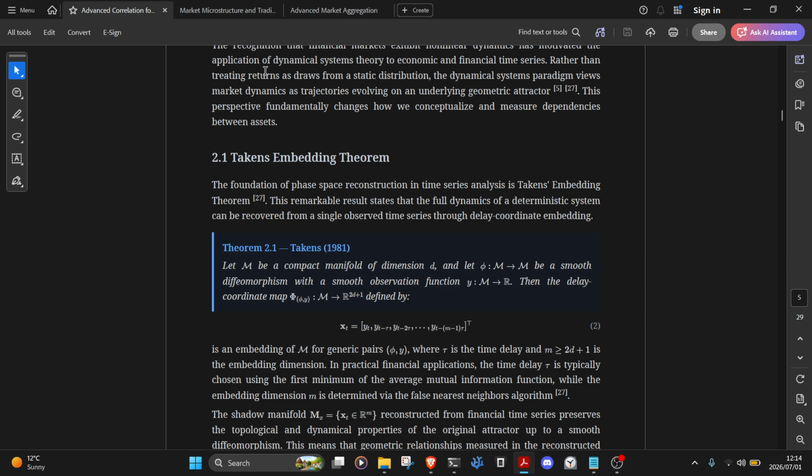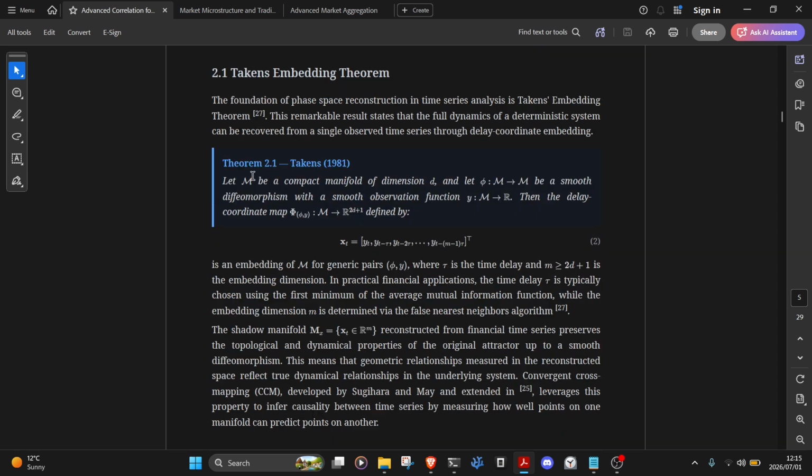Theorem 2.1. Let M be a compact manifold of dimension D, and let phi: M to M be a smooth diffeomorphism with a smooth observation function y: M to R. Then the delay coordinate map Phi_(phi,y): M to R^(2D+1), defined as x_t = (y_t, ..., y_(t-(m-1)tau))^T, is an embedding of M for generic pairs (phi, y), where tau is the time delay and m greater than or equal to 2D+1 is the embedding dimension.